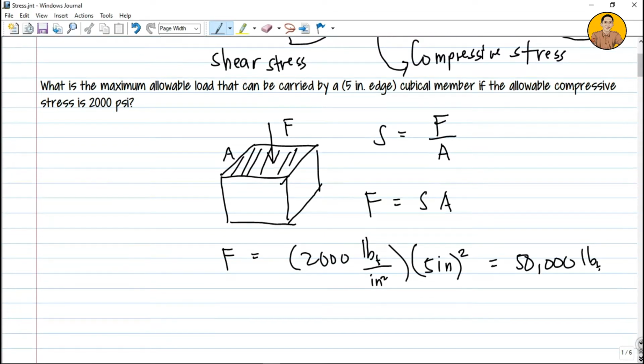So this is the maximum. Ito na guys yung maximum allowable load that can be carried by this cubical member. Ito na yung ating final answer. So let's proceed to our next problem.